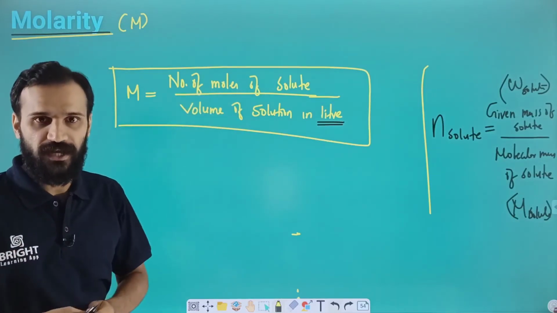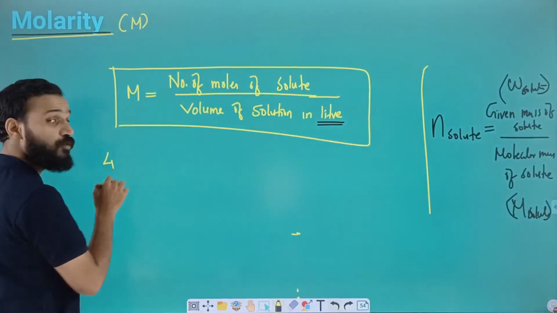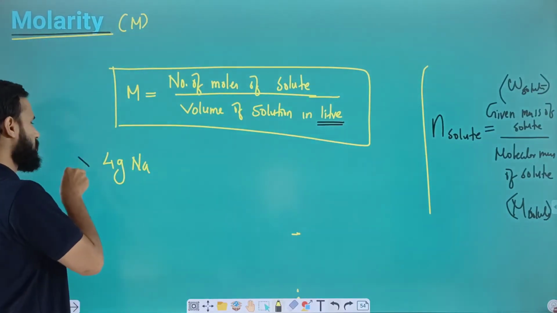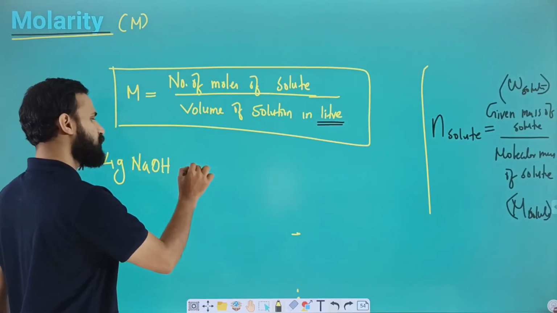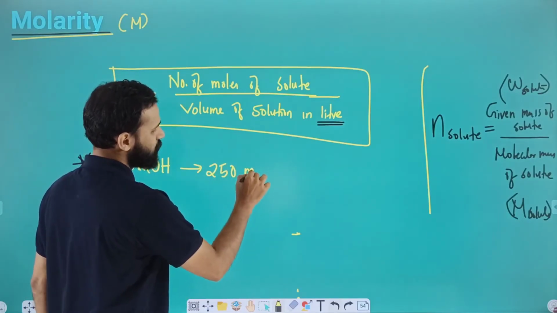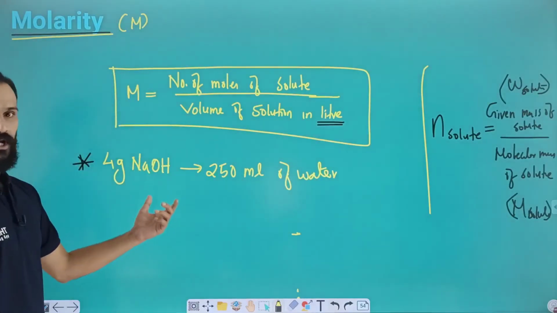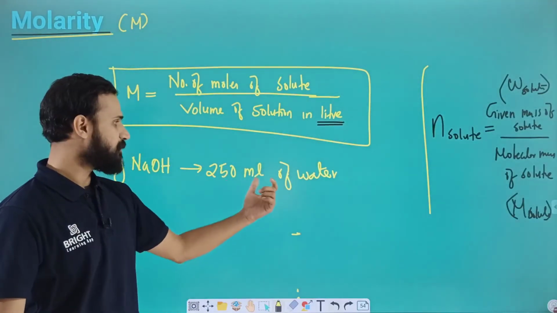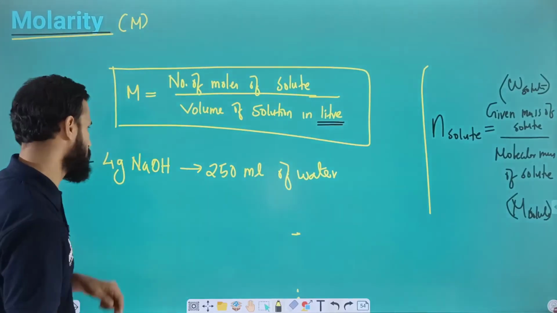Okay, let's do a question. Suppose I am adding 4 gram of NaOH, which is sodium hydroxide, to 250 milliliter of water. No doubt, here NaOH is the solute and water is the solvent, and I will get a solution. What will be the molarity of that solution?